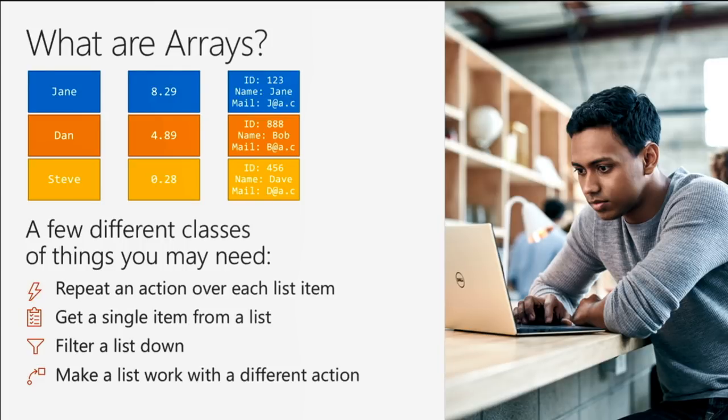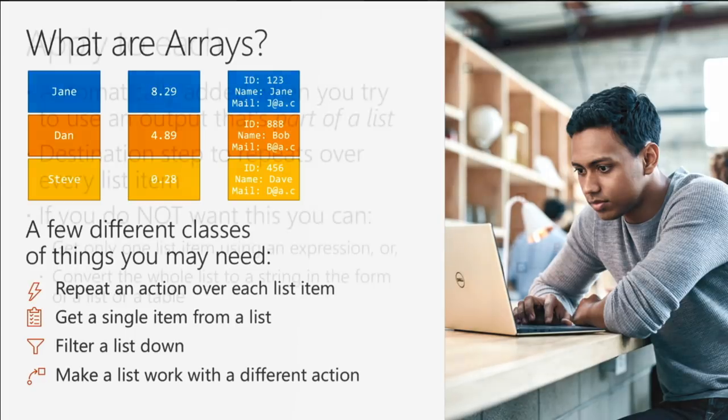So in order to use arrays, there's a few different ways you can do it. You can repeat the action over every item in the array. So if I just want to send an email to each person, I can say, hey, I'm going to send an email to Jane, then an email to Bob, then an email to Dave. Or you can try to combine all of those list items together into a single email. Or you can just grab one item from that list. There's a bunch of different ways that you can work with arrays in order to get them to do what you want. And it will vary depending on what your scenario is.